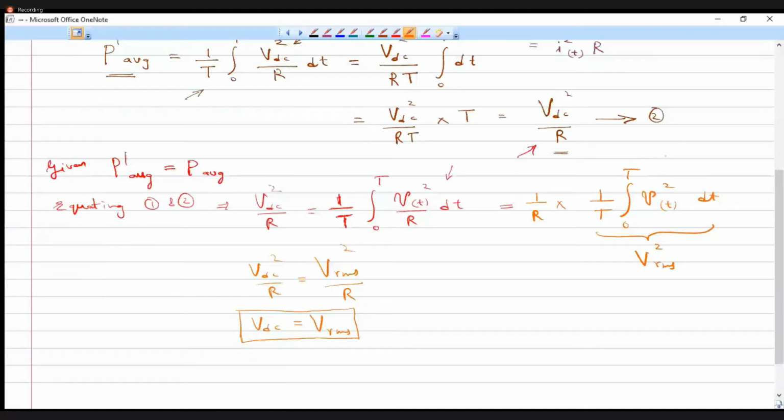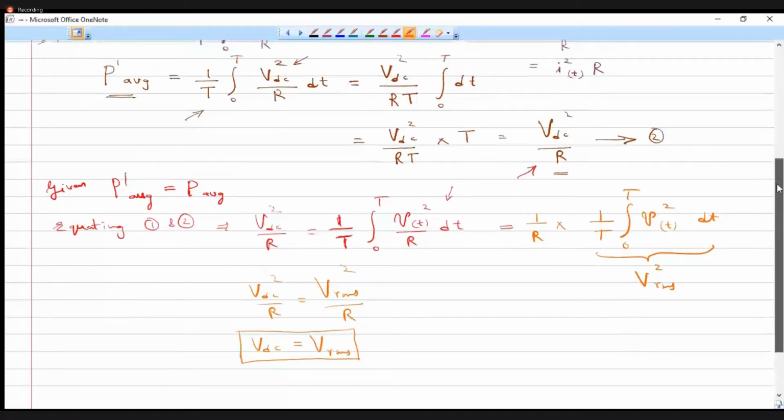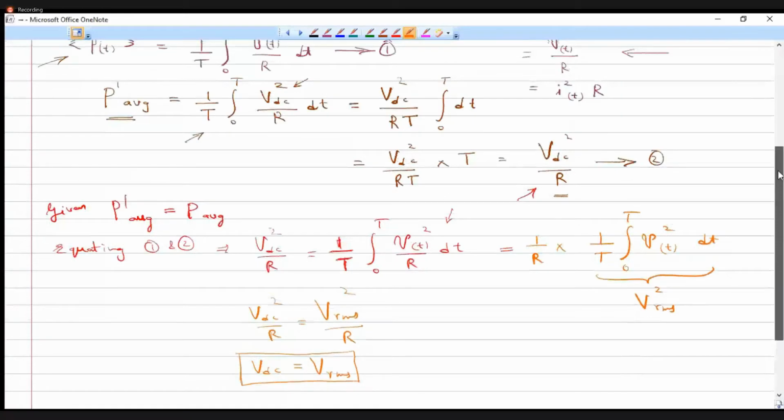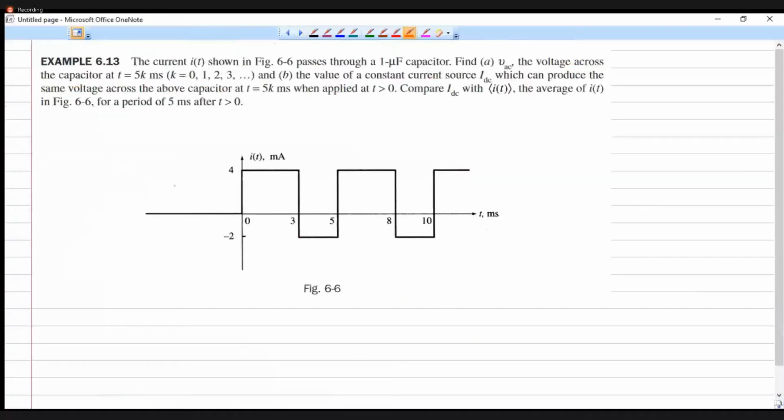So in an objective exam, it may be asked like what is the power, what is the voltage that will dissipate this much of heat. So we should be able to understand that they are asking the RMS value or the DC value of that particular voltage. Okay, now moving on.